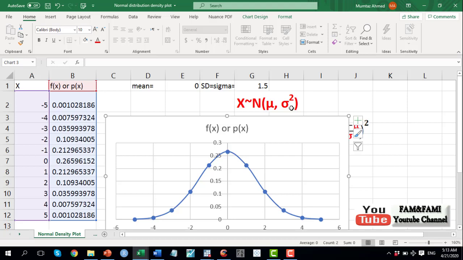So this is all about the normal distribution, plotting the normal distribution and seeing how this normal density behaves when we change mean or we change standard deviation or the variance.